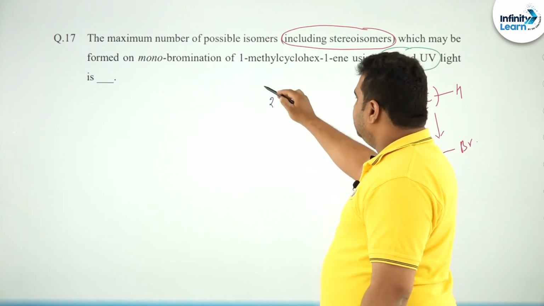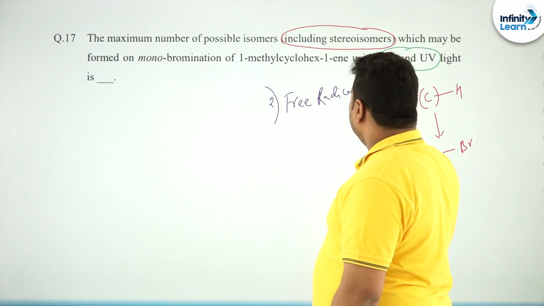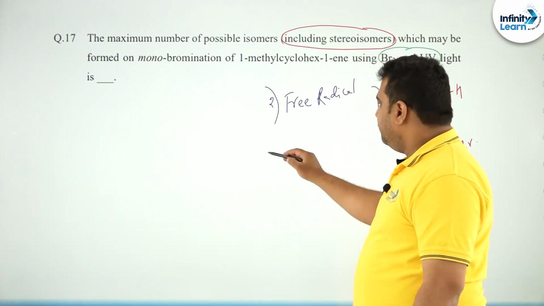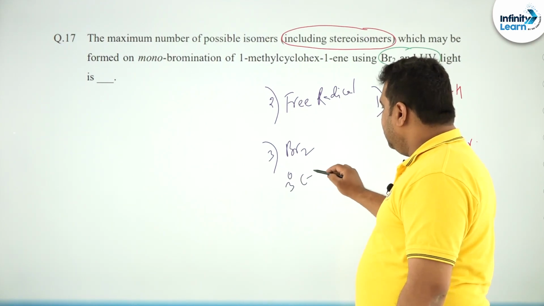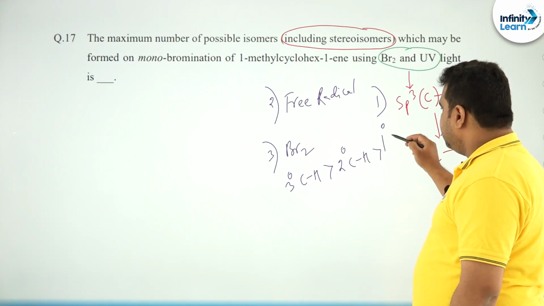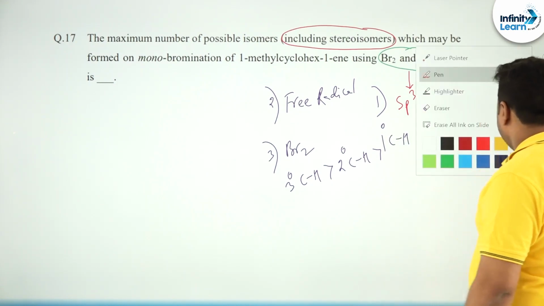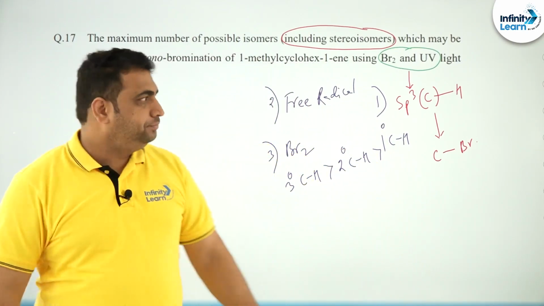Point number 2 is, the mechanism will proceed through what? Free radical mechanism will undergo. Point number 3: for bromine, the order of reactivity is tertiary CH greater than secondary CH greater than primary CH. So keeping these 3 small points together, let us jump into the problem.